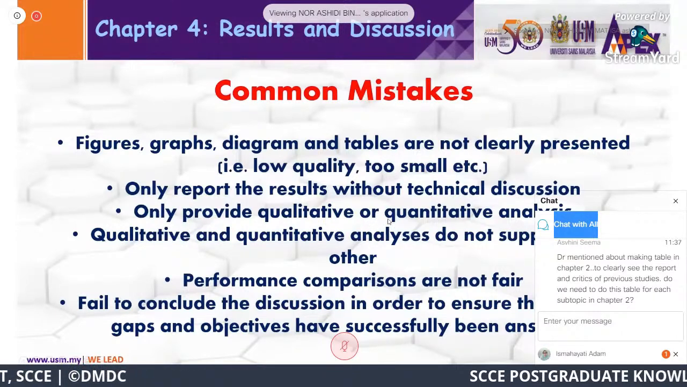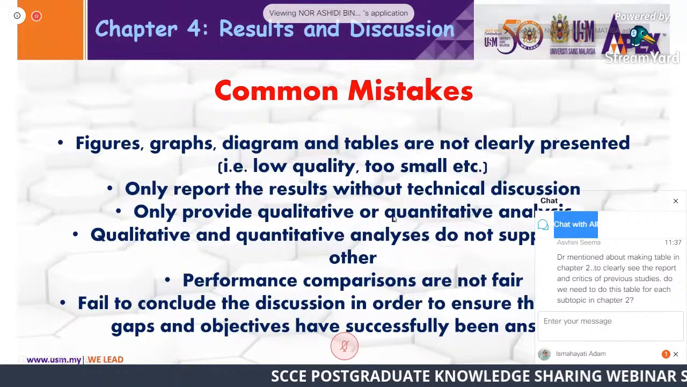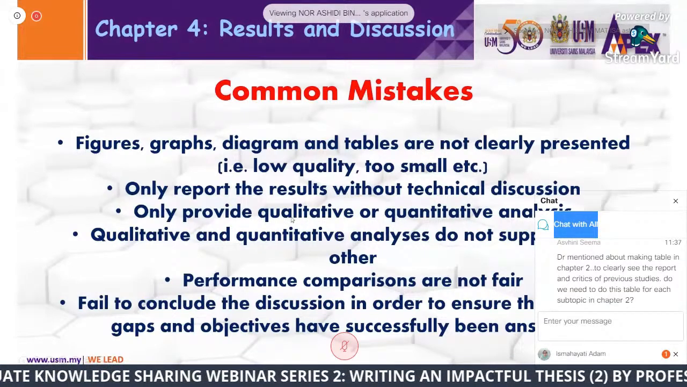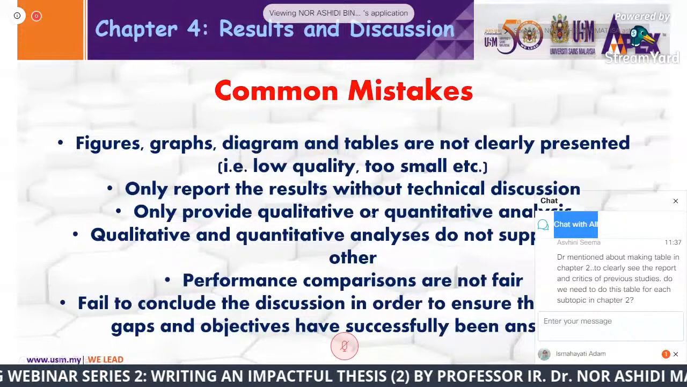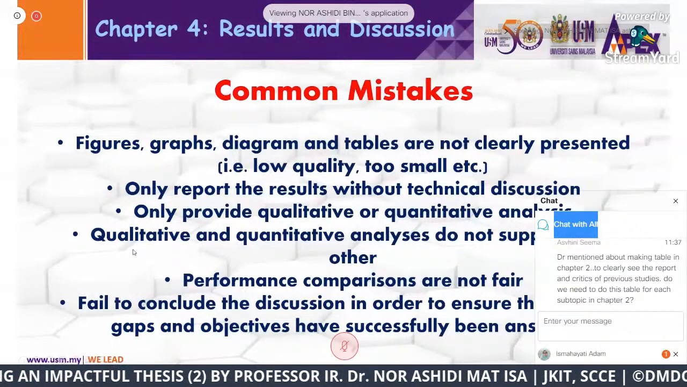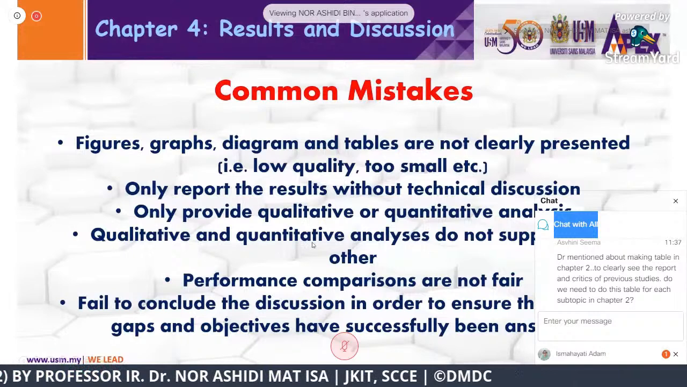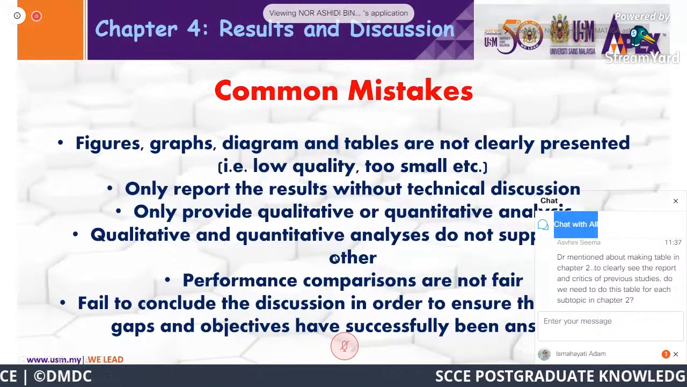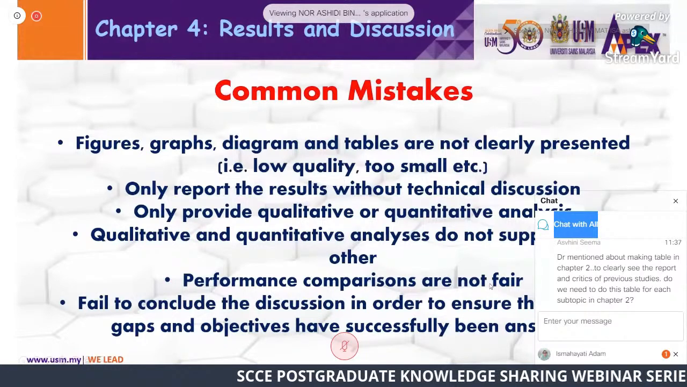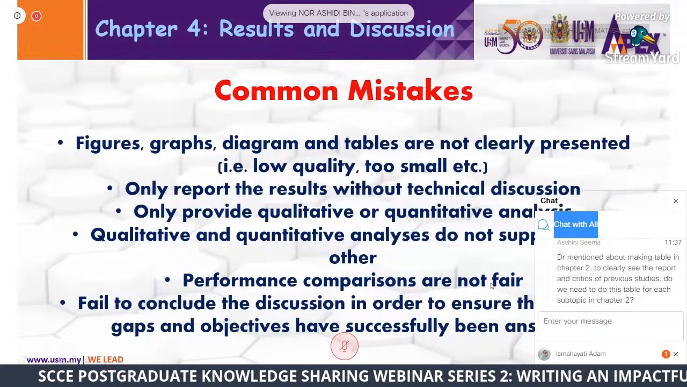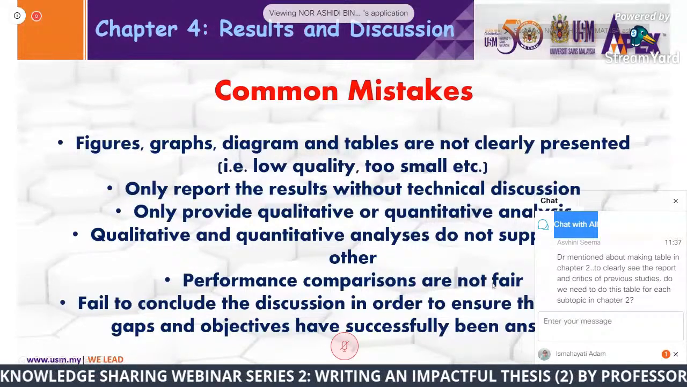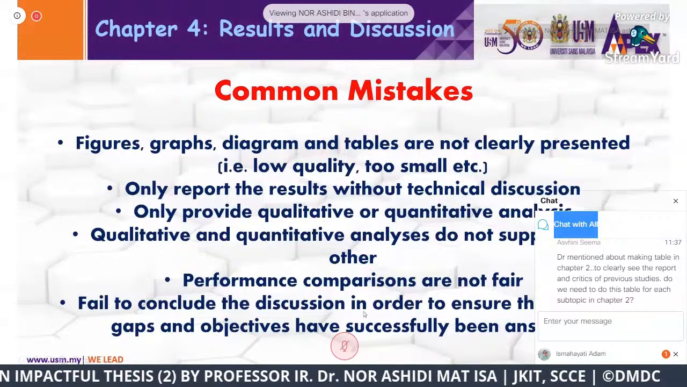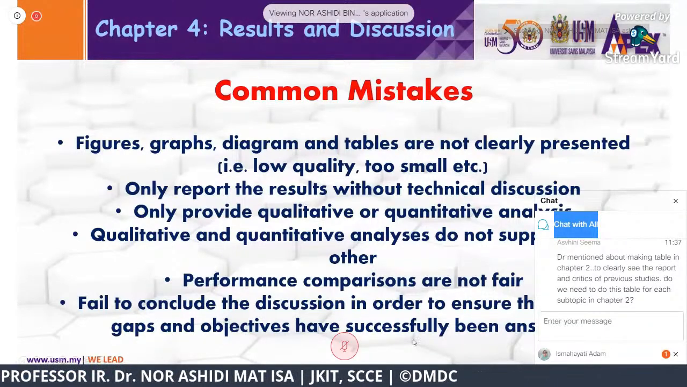So for me, it is better, by hook or by crook, to try to have both analyses, because if you have two analyses, they can cover each other. If qualitative and quantitative are not matched, they do not support each other. Performance comparison is not fair. Once your performance comparison is not fair, the whole thesis will not be acceptable. Another mistake is failing to conclude the discussion in order to ensure the research gap and objective have successfully been answered.